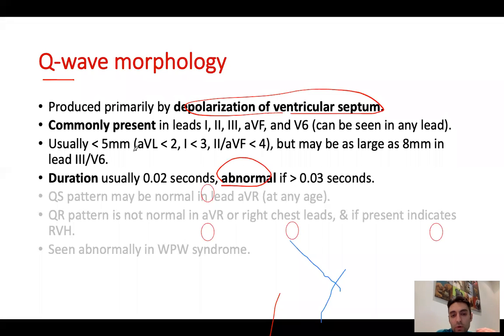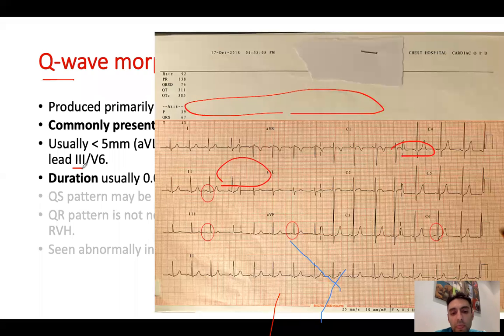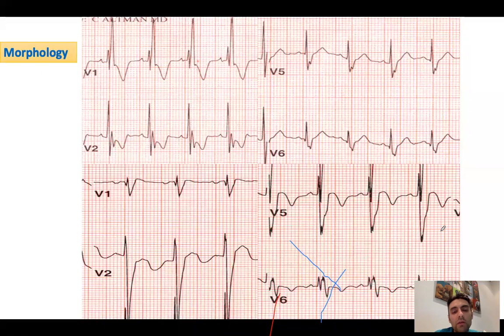If it's tall, usually tall is less sensitive. Tall people may accept up to 8 small squares, especially in lead 3. Ismail, you noted a Q wave that is tall in one of the ECGs, but this is a benign finding. Again, Q waves are usually seen in 2, 3, AVF or V6. So you always look for the normal Q waves. Of course, if you have RSR prime in V1, that's right bundle branch block.